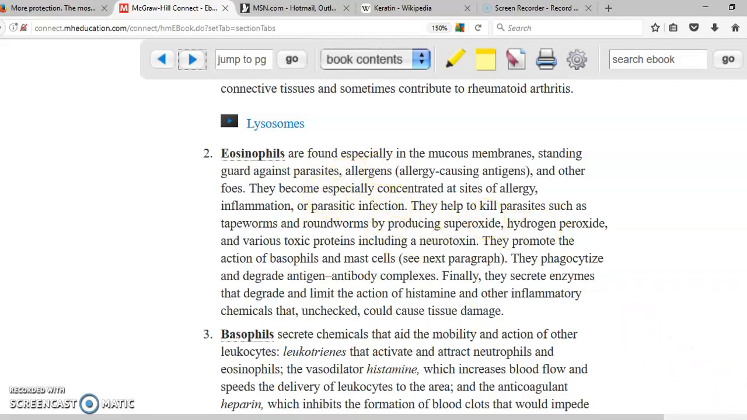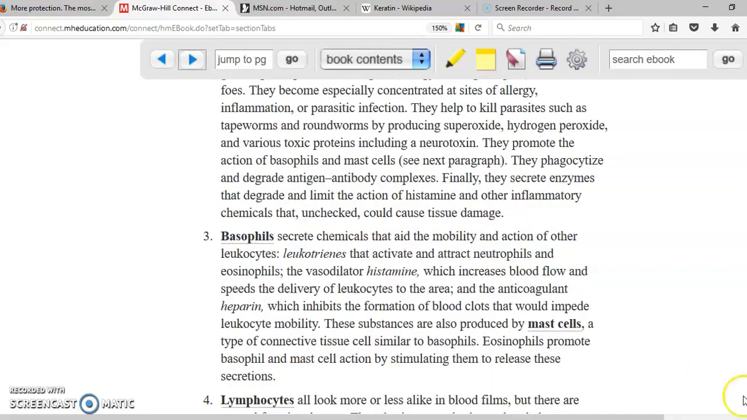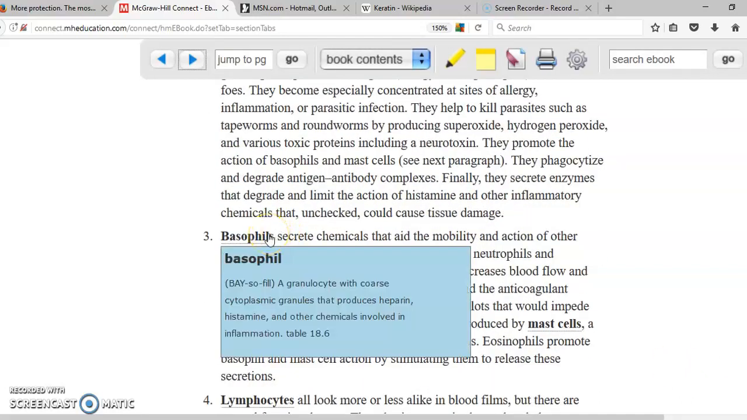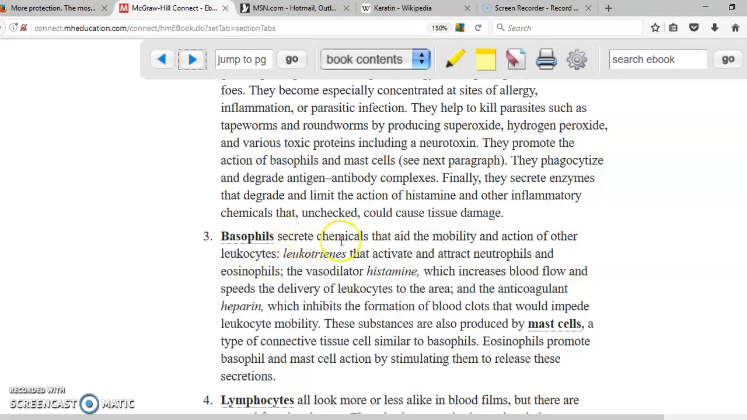Okay, right here we have basophils. Basophils are going to be cells that you find in the blood. Similar to these are going to be the mast cells. The only difference is the mast cells are located in the tissues. Basophils and mast cells have the same functions, which is the secretion of chemicals with the purpose of allowing more cells to go into the areas of infection.